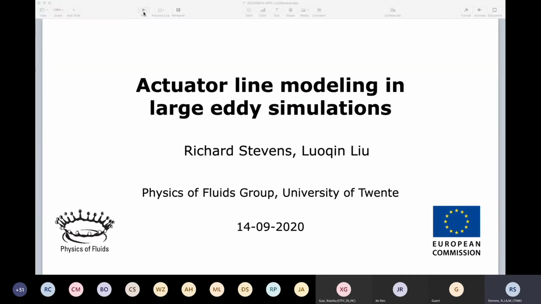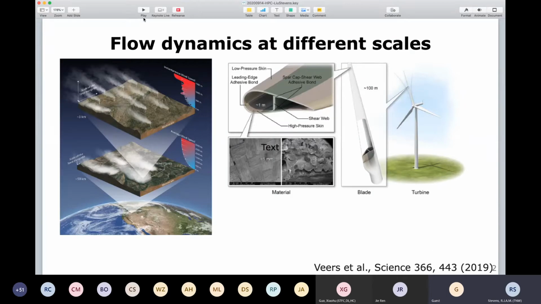Okay. Is it still working for you? I can only see the first slide. Now it's moving. Okay, perfect. So I guess I cannot go in play mode.